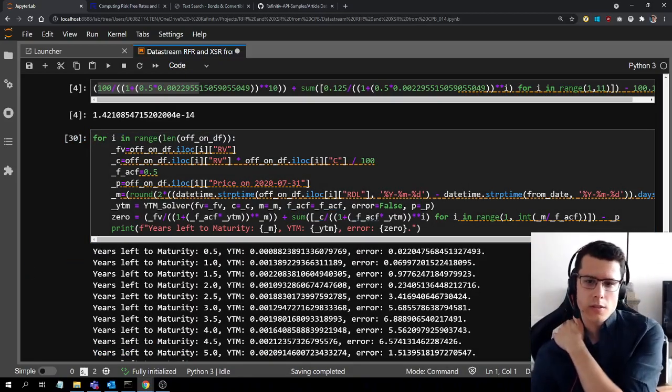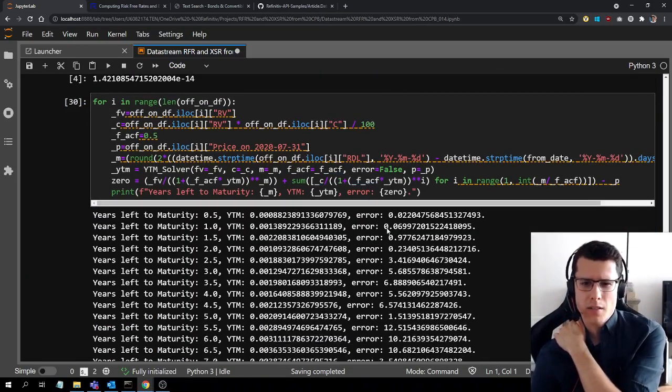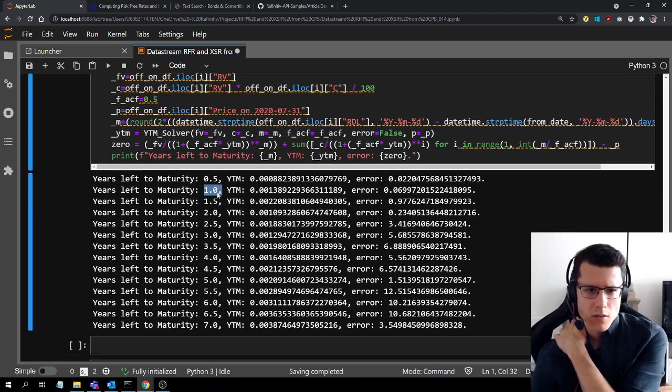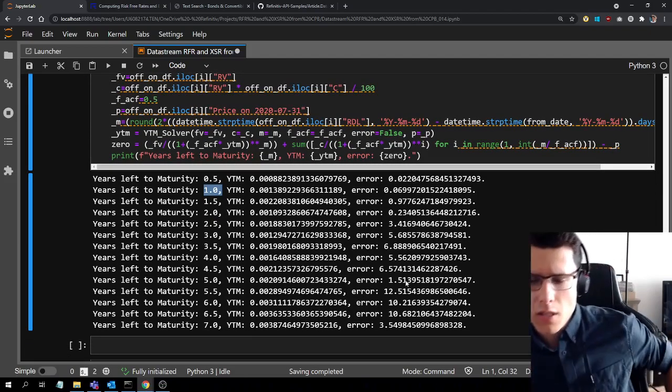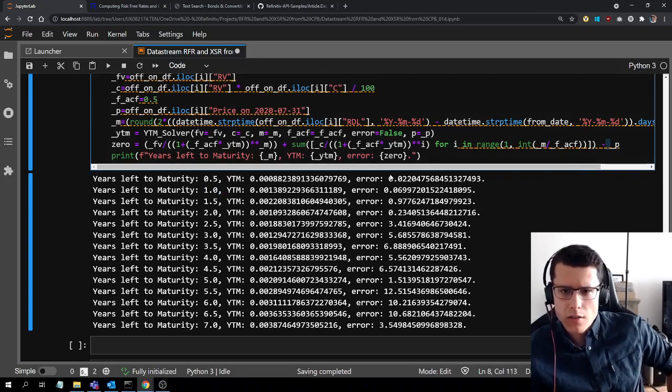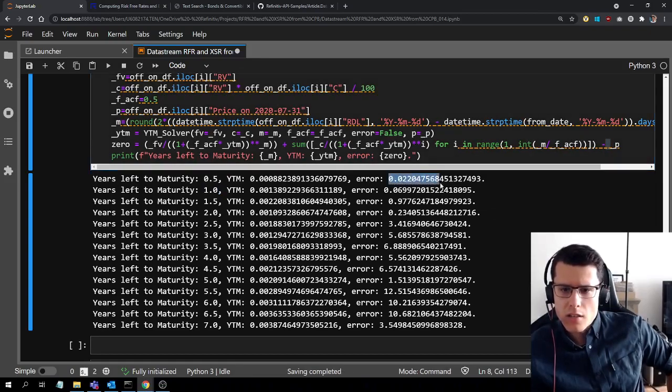There we go. So that's really bad. Isn't that really bad? I've got yield to maturity for my maturity. So my maturities are right. Yep, my maturities are correct. But this is definitely not. That is a woeful error. I expect this to be 0, close to 0.